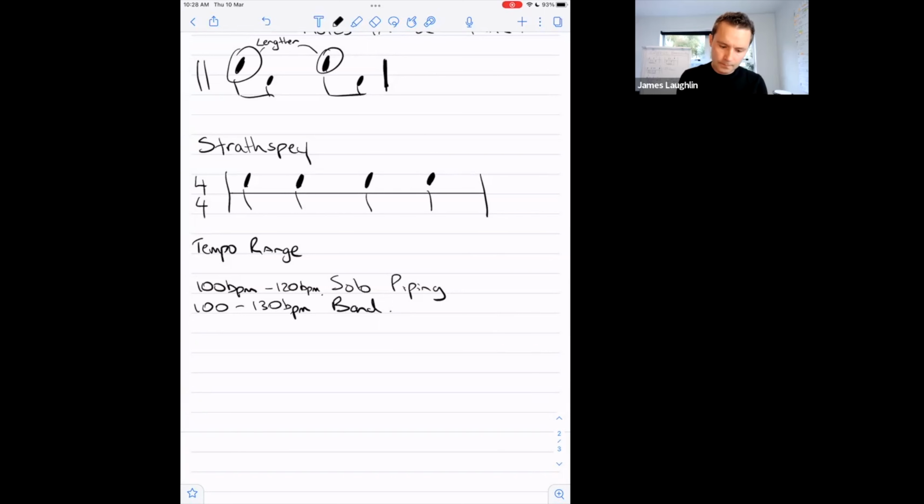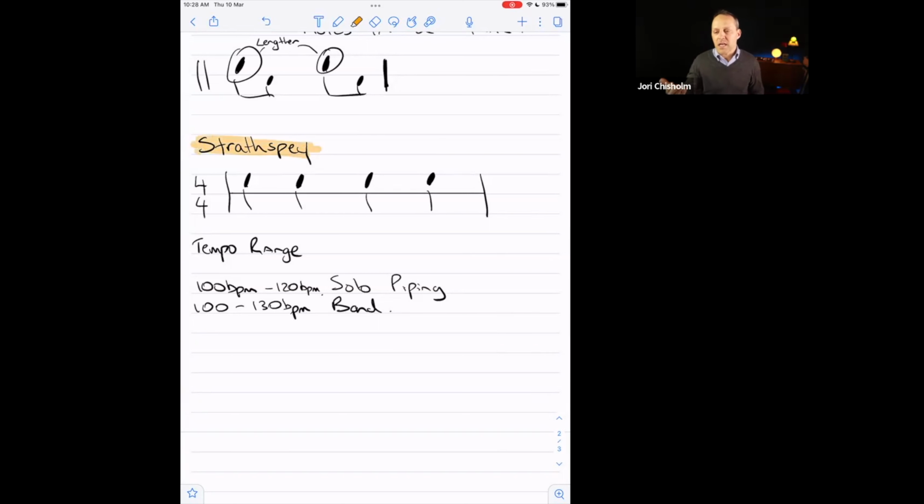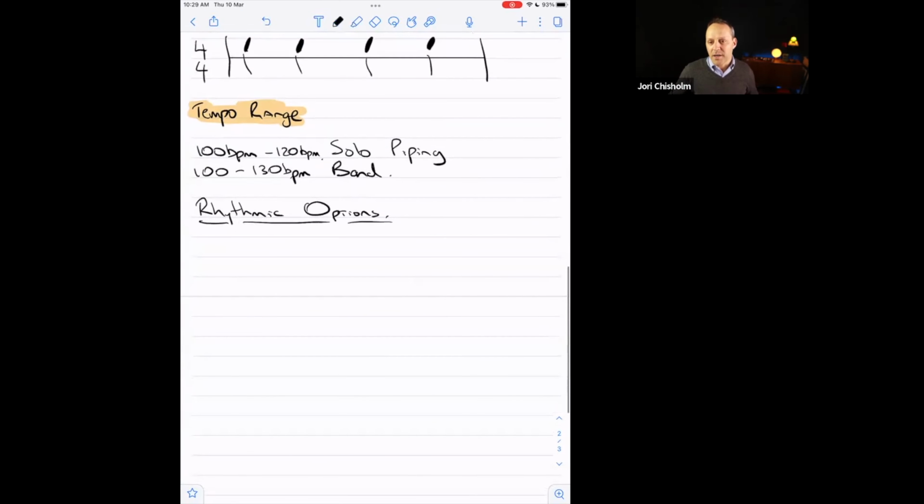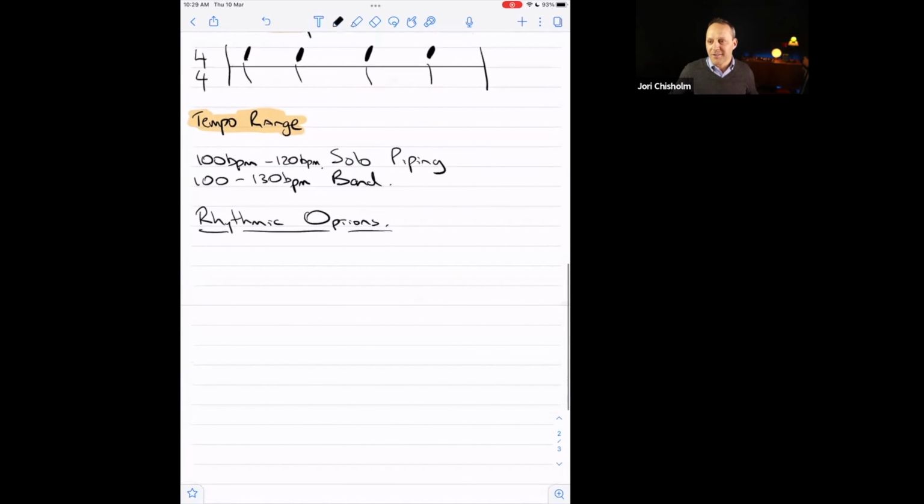Okay. And again, don't take these numbers as absolutes. If you're just getting into solo piping competitions, you have a lot of leeway to go on the slower end. Everybody would much rather hear you play something slower and have you do a good job with it than try to strive to meet some sort of tempo benchmark and have it be a disaster.